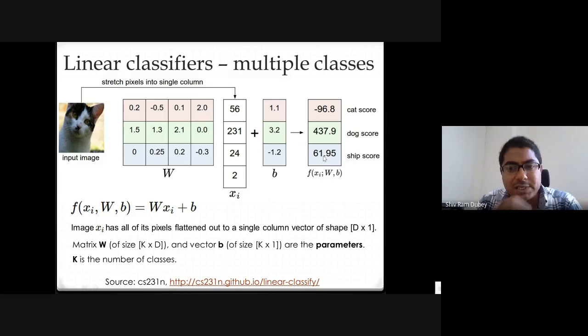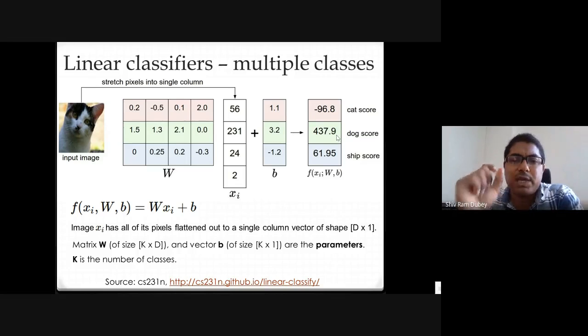In the present example, suppose the values of W are like this, and the input is like this, then this input image is going to give us class scores like this. Now we can say that this can be classified as a dog, because it gives the highest class score for the dog category. So this is basically an extension to multiple classes.